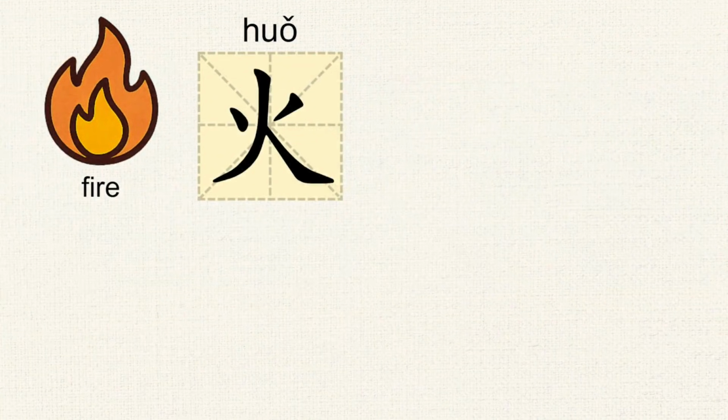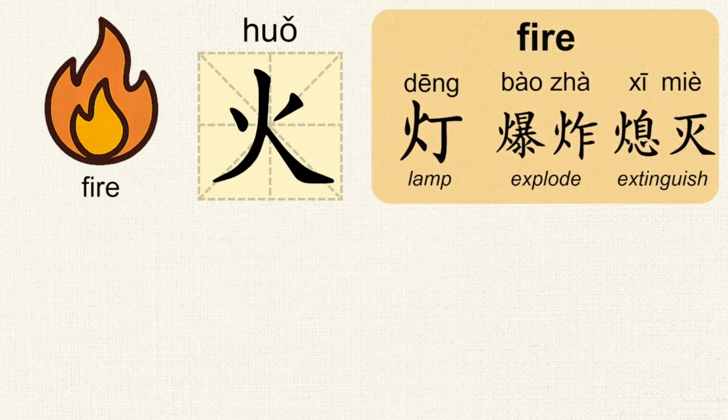火 is also a standalone character and means fire. It's used in 灯, which means lamp, because oil lamps, for example, used to have actual fire inside them. It's also in both characters of 爆炸, which means to explode, or in 熄灭, which means to extinguish a fire.